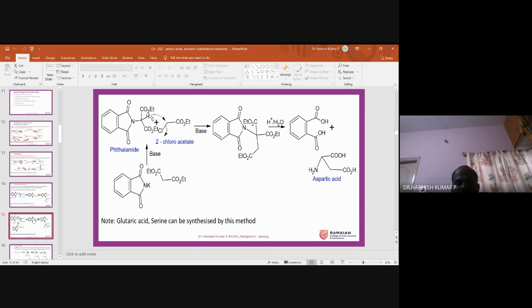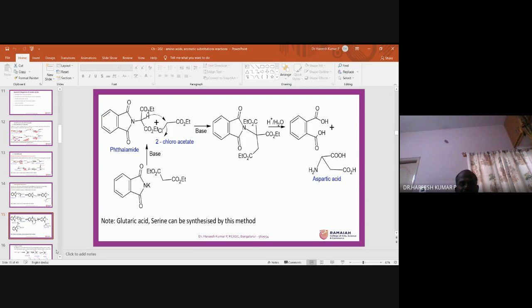So in presence of base, it can abstract this proton and form an anion. That anion can attack one more halo ethyl chloroacetate. So then there will be an intermediate formation like this. So this on hydrolysis, hydrolysis means breakage of the phthalimide group, converting into phthalic acid and then aspartic acid. So this is how aspartic acid is obtained with the malonic phthalimide method of amino acid synthesis.